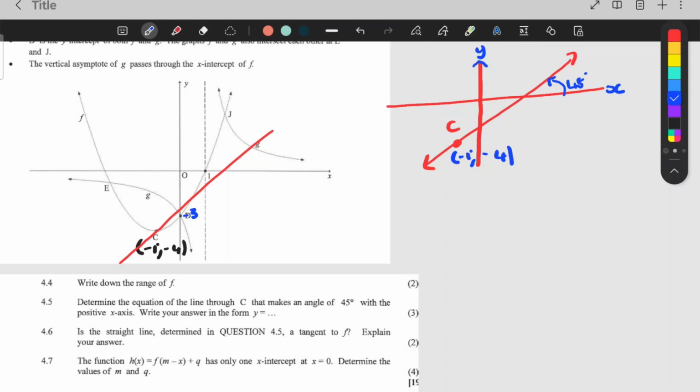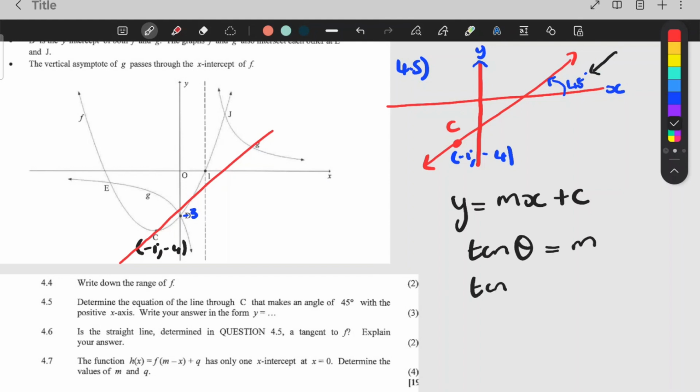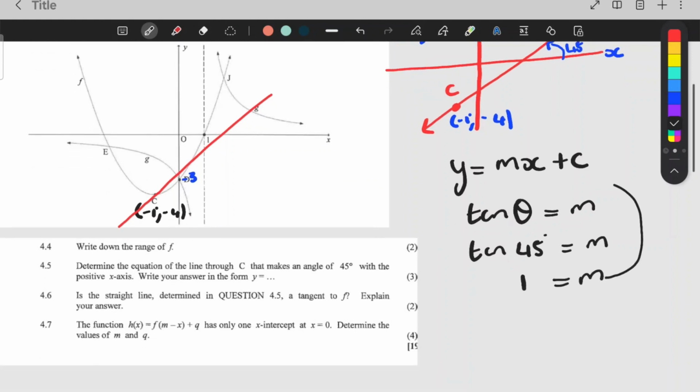So to get the equation of this line, this is 4.5. We know the equation of a straight line is y is equal to mx plus c. Because we have this angle of inclination, we can work out the gradient. So tan theta is equal to the gradient. So tan 45 degrees is equal to the gradient. On your calculator, tan 45 is 1. The gradient is 1. So I'm going to replace this in here. y is equal to 1x plus c.